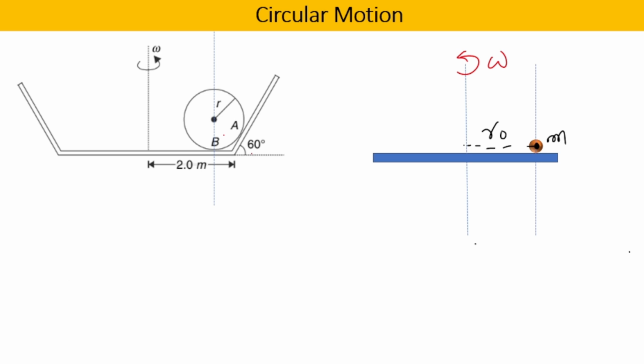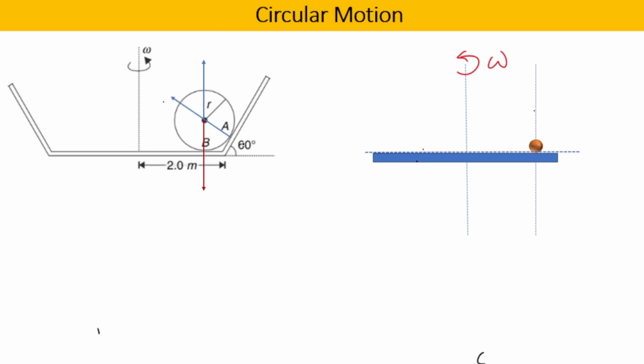So what are the forces acting here? Let's first focus on the forces. If you look carefully at the forces, mg acts downward, there is a normal reaction n1 because of contact with the bottom surface, and a normal reaction n2 because of contact with the slant surface. Now let's talk about this angle.